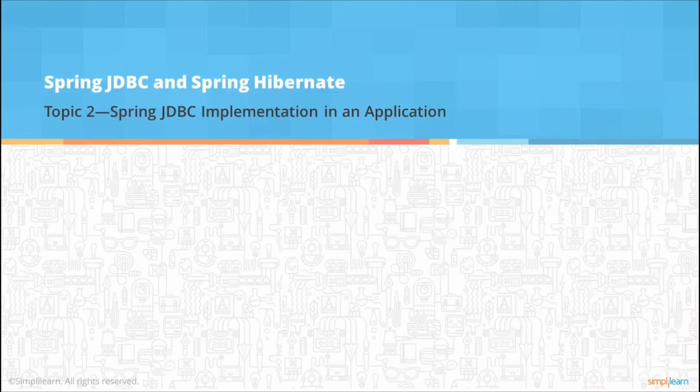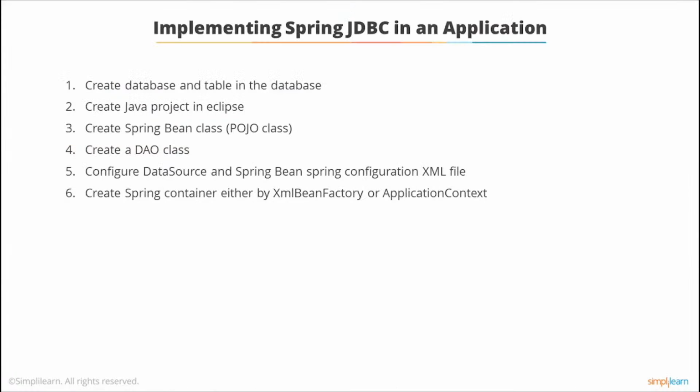Let's talk about Spring JDBC implementation in an application. To implement, we create a database and table in the database. We then create Java projects in Eclipse. We then create the Spring Bean class or the POJO. We then create a DAO. We then configure data source and Spring configuration XML file. We then create Spring Bean or Spring container either by XML BeanFactory or ApplicationContext.